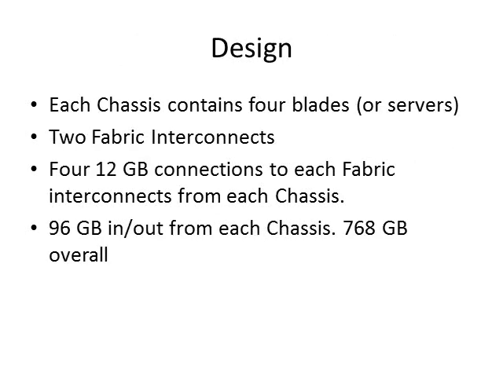Okay, so time to talk about our design now. As we talked about, we'll have eight chassis which will contain 4 blades each. There will be 2 fiber interconnects. There will be 4 12 GB connections from each chassis to each interconnect. So there are 96 GB of in and out connection from each chassis, making it 768 GB overall.